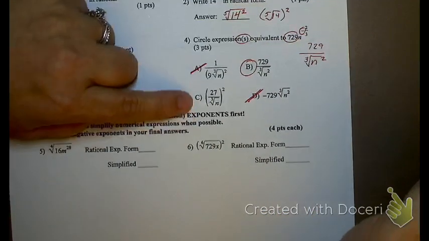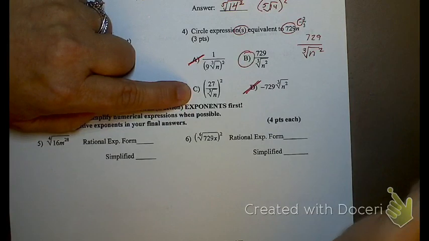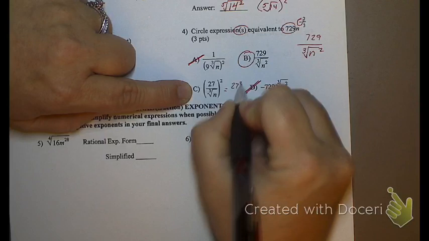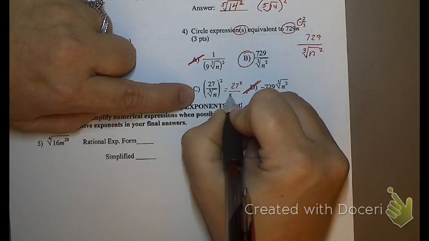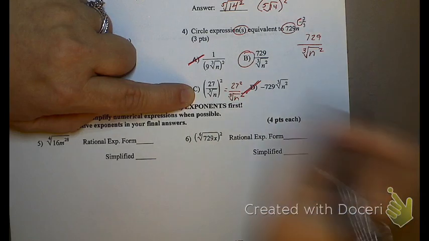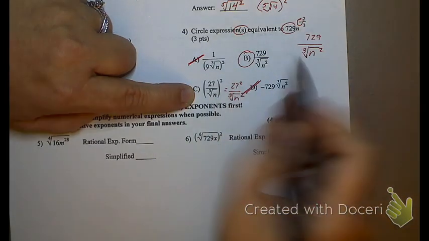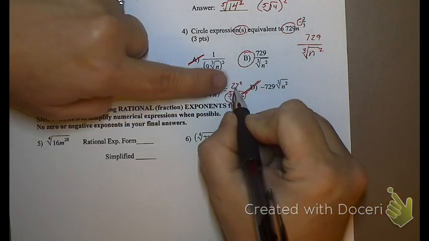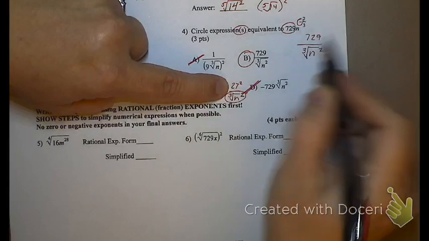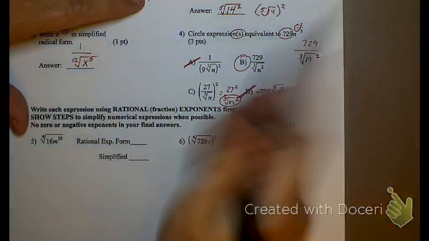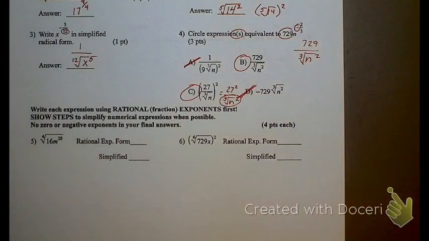Now, what's going on with c? What does that do? It becomes 27 squared, right? Over the cube root of n squared, right? Because that exponent outside means it applies to both. Is that the same as that? Yes. So now I just need to see, is 27 squared the same as 729? 27 squared is 729. So guess what? C also is equivalent.